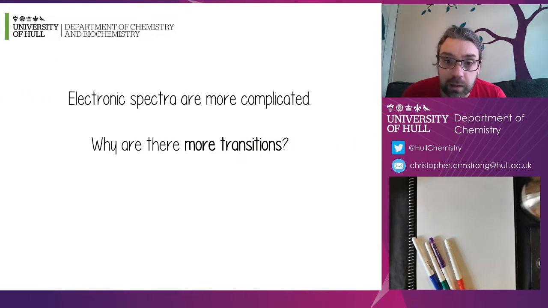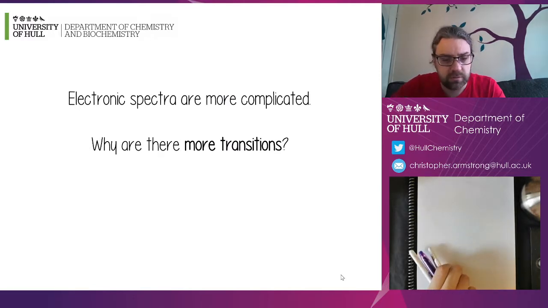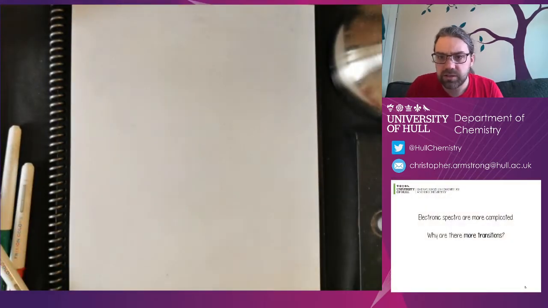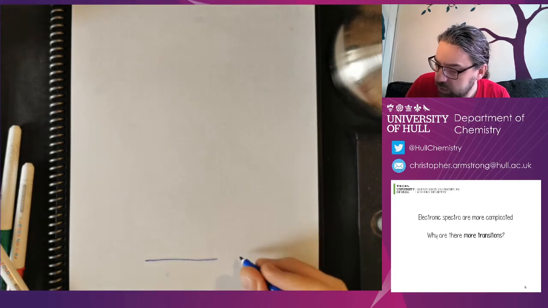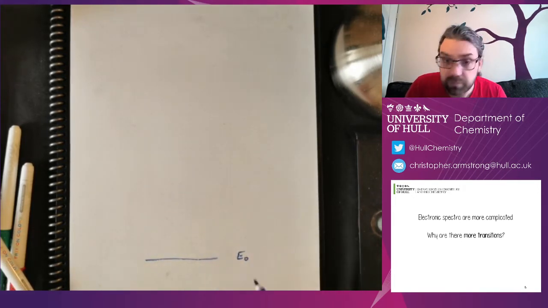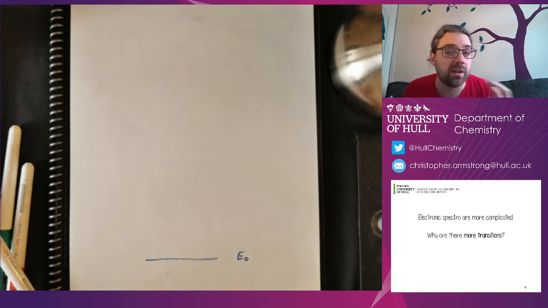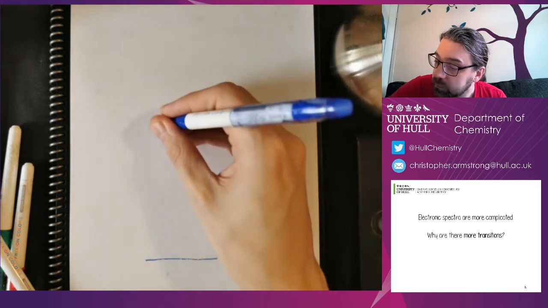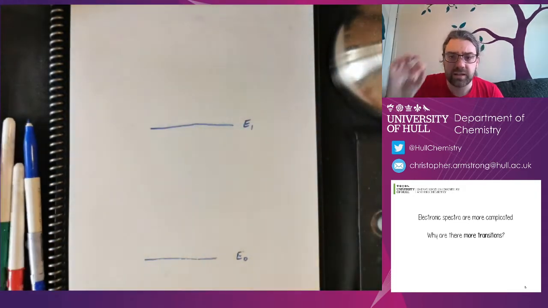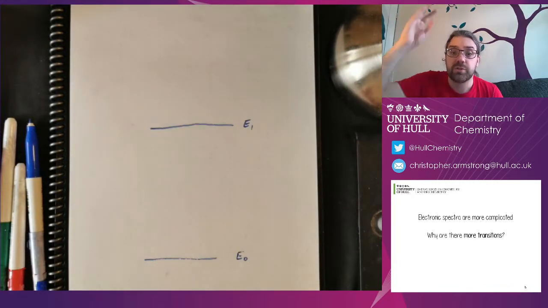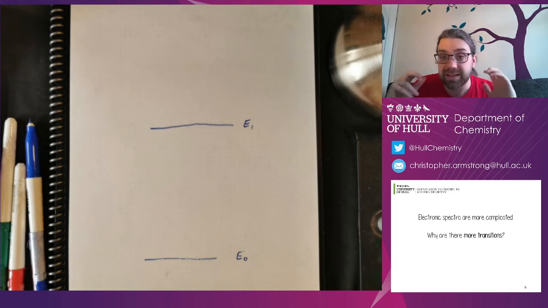So, electronic spectra are complicated. So why are there more transitions? Well, this is going to be fairly straightforward. We've got an electronic state here, ground state. We're going to label it 0. Doesn't matter whether this is an orbital or a collection of orbitals. It's just the electronic state of the molecule. And then we're going to promote it to a higher one. We've taken an electron, it's absorbed some UV light, and it shoots up higher in energy to a different orbital. The electronic configuration of the molecule has completely changed.